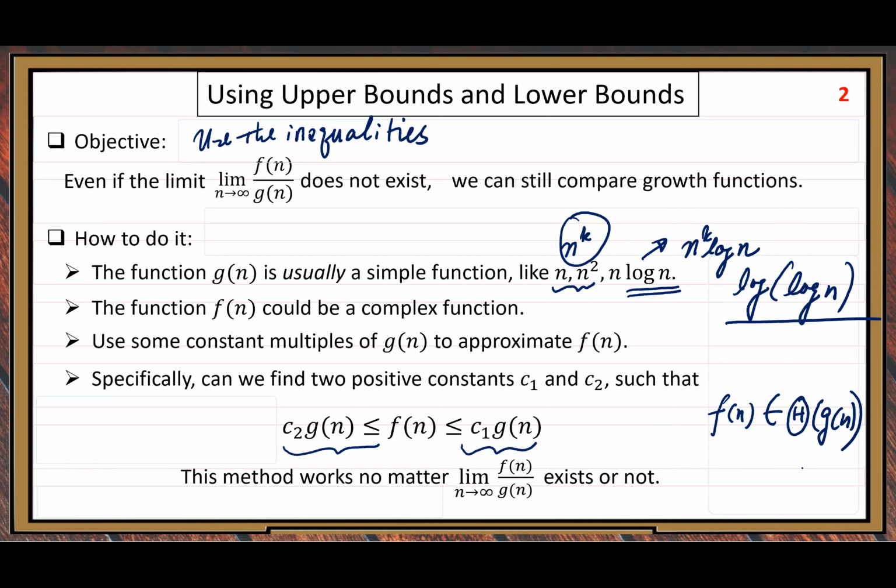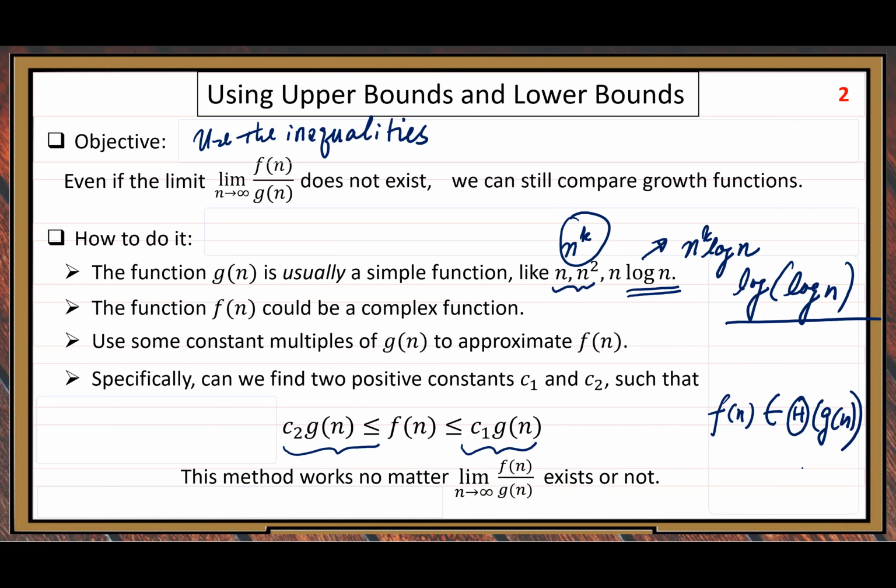Okay? Even if the limit does not exist, here we do not use the limit. We use inequalities. We do not use the limit. So that's one thing.